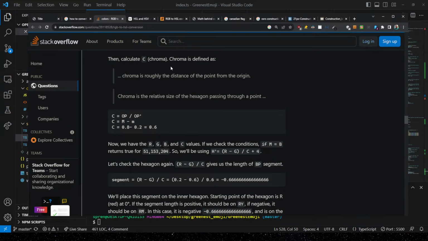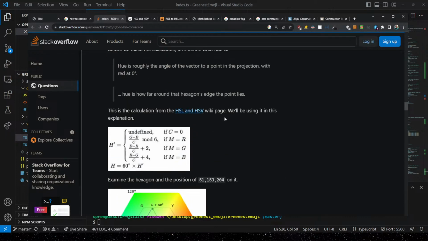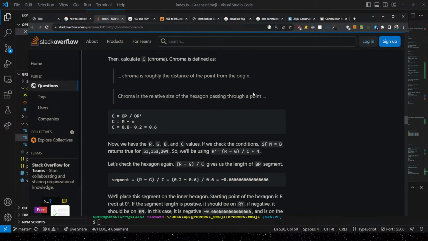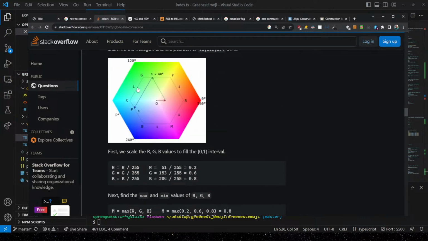Calculate the chroma. Chroma is defined as the distance of the point from the origin. Oh, if that's the case, then white has no hue. Chroma is the relative size of the hexagon passing through a point. Okay, so it's not really distance, it's like this hexagonal distance thing, I guess. I don't get what they're drawing here.